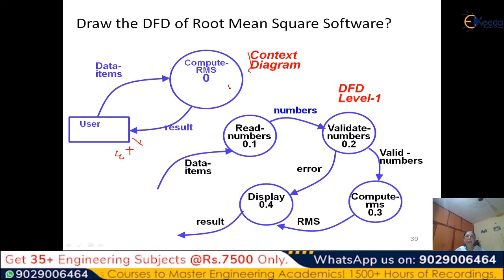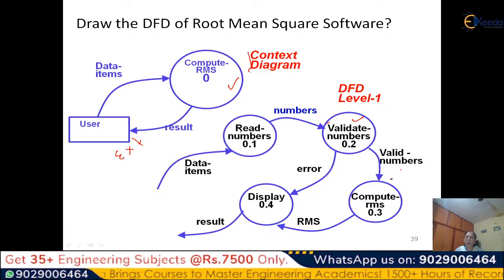If you want to break this into the next level of DFD, then you will have multiple bubbles. Initially you will have to read the numbers, the data items. I told you that there will be balancing, so any data that is coming in must also be available here. So data items are going in, so read the numbers. This is the first one, 0.1. Then these numbers have to be validated, because whatever we are reading may not be numbers, there may be some alphabetic characters also, or the range may be wrong, or there may be negative numbers, which will be difficult. So we have to validate this.